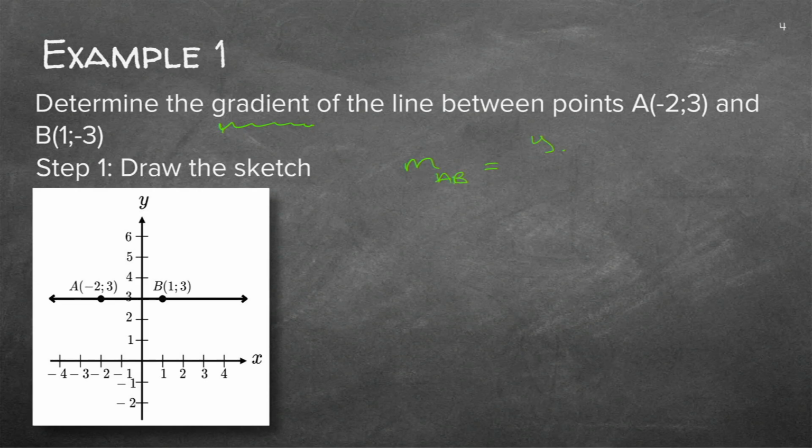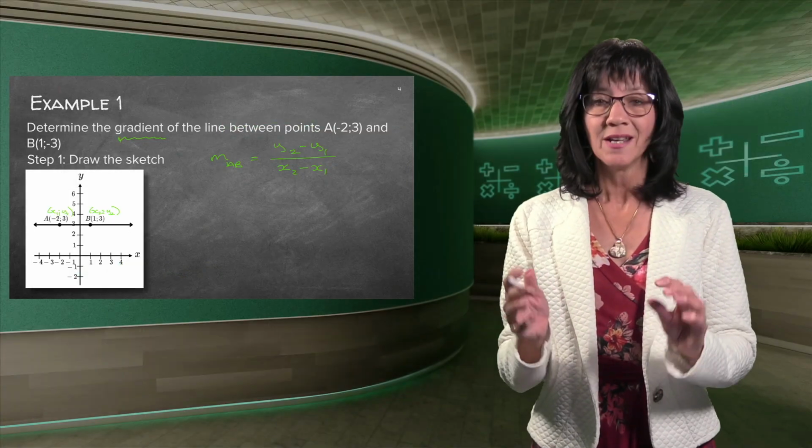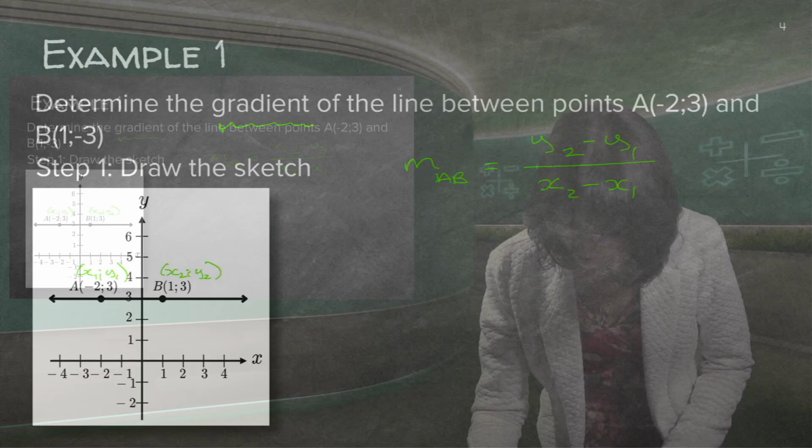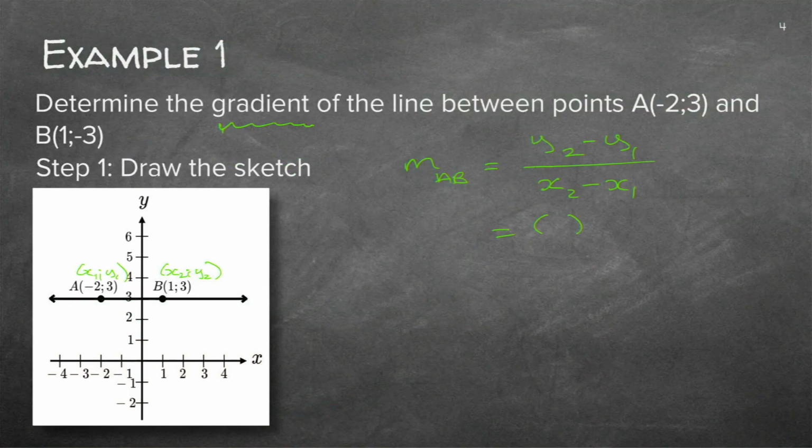Gradient is y2 minus y1 over x2 minus x1. But because I've got x and y as 2 and 1, I'm going to make this x1, y1. I'm going to make this one x2, y2. It really doesn't matter which one you pick for which one. Just remember, once you picked it, you keep to that order. So substituting means empty brackets. Don't even think, wherever you see a letter, you put an empty bracket.